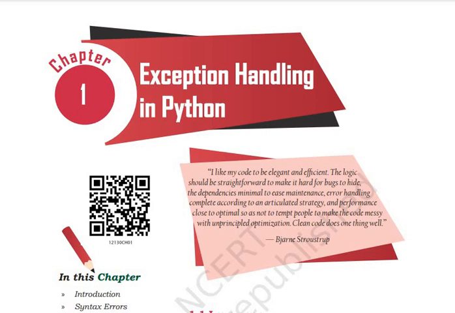In Java, we use javac filename.java for compilation and java class name for execution. So we don't use the terms compilation and execution in Python. As Python is an interpreted language, we use the term execution. So you run the program. The logic of any program should be straightforward to make it hard for bugs to hide.